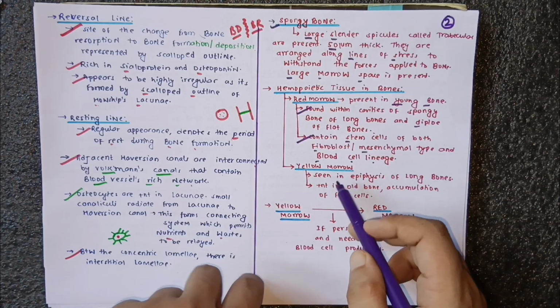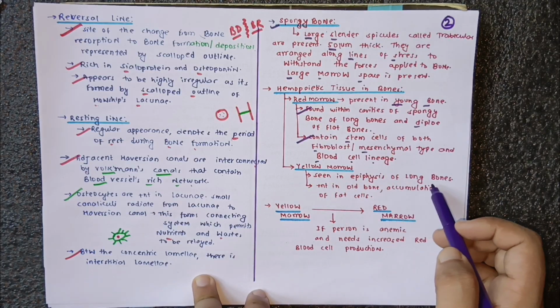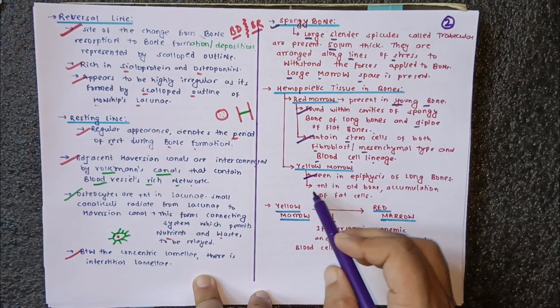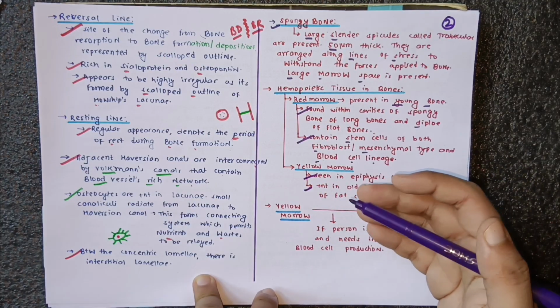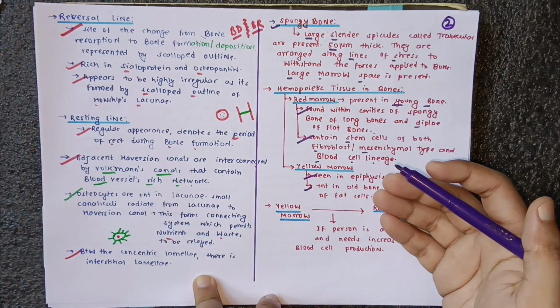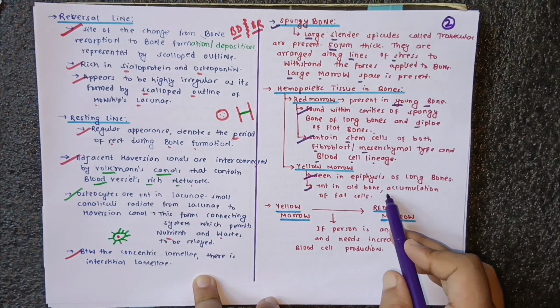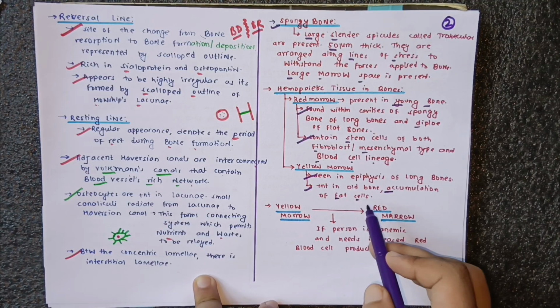Now, the yellow marrow is seen in the epiphysis of the long bone, and it is present in the old bone. With age there is an increase in the amount of yellow marrow, and it is due to the accumulation of fat cells.